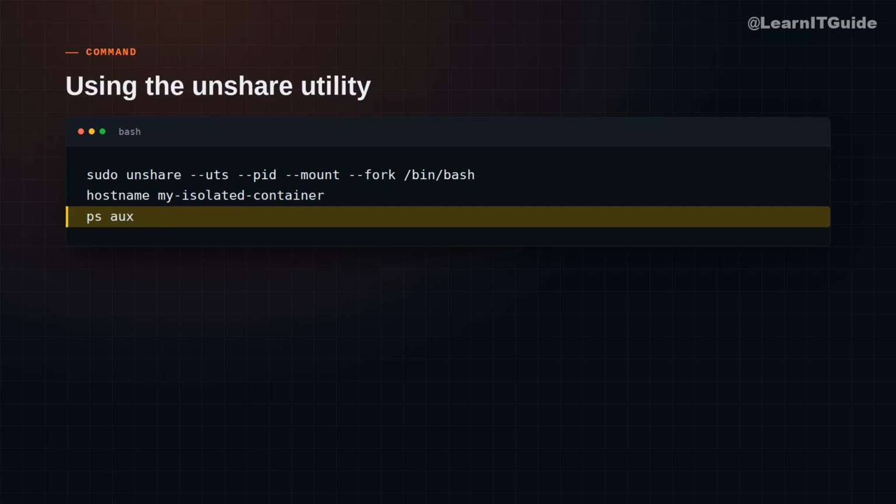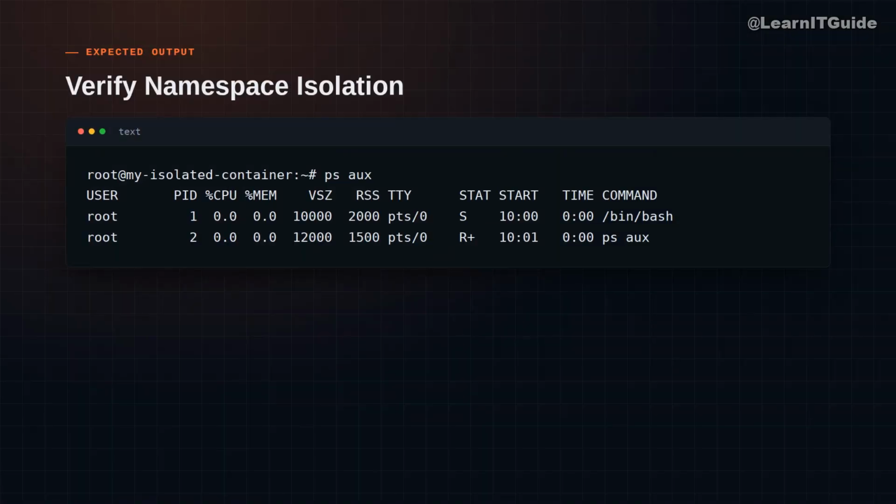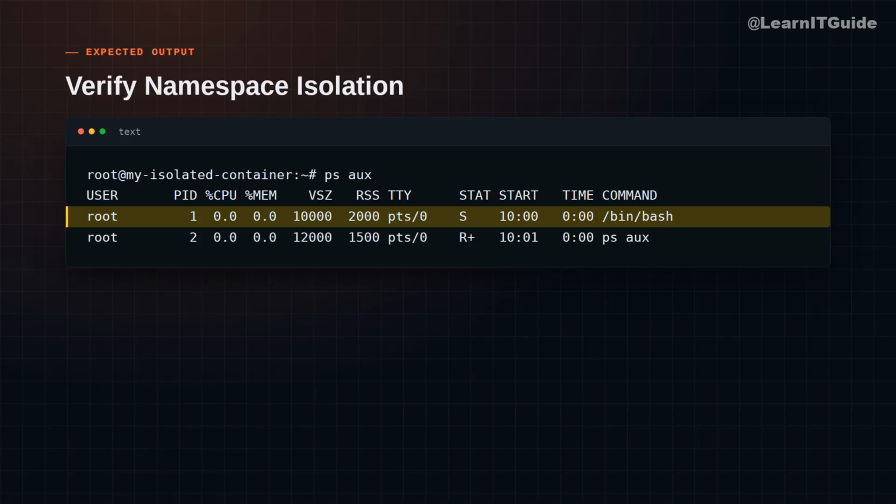Notice that our shell is now process ID 1 inside this new namespace. That is exactly right. We have created an isolated environment from scratch. This is the output you should see. Notice that the PID column shows a bash shell as process ID 1. In a normal shell, this would be a much higher number. This confirms that we have successfully entered a new PID namespace.